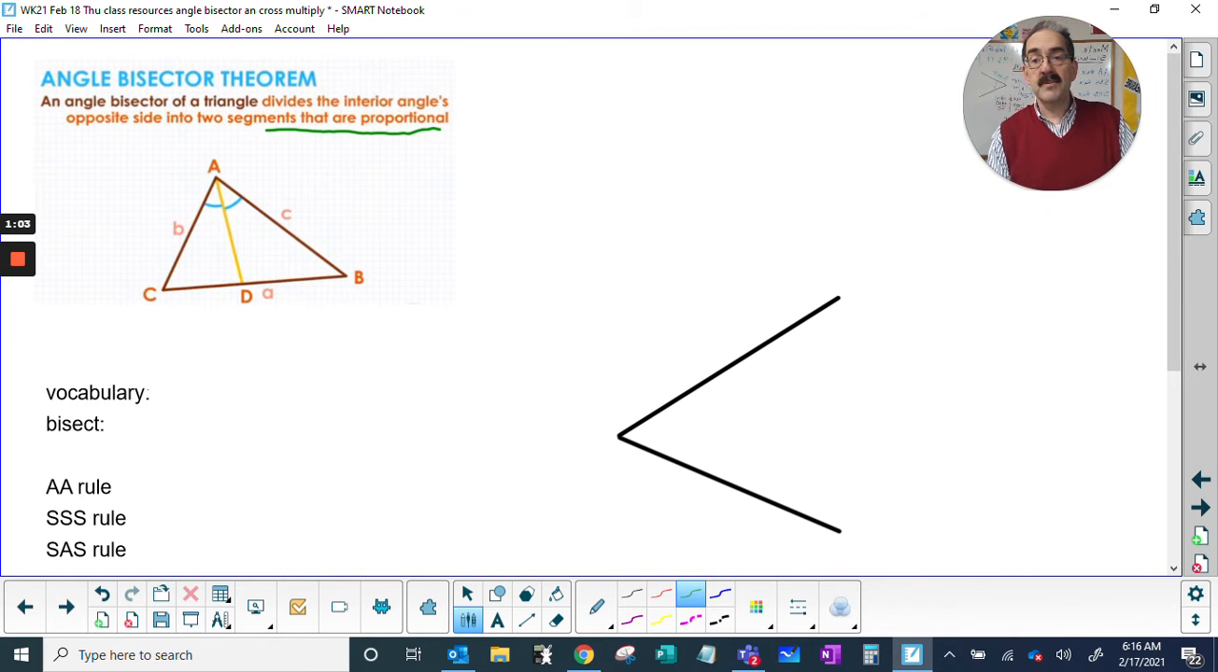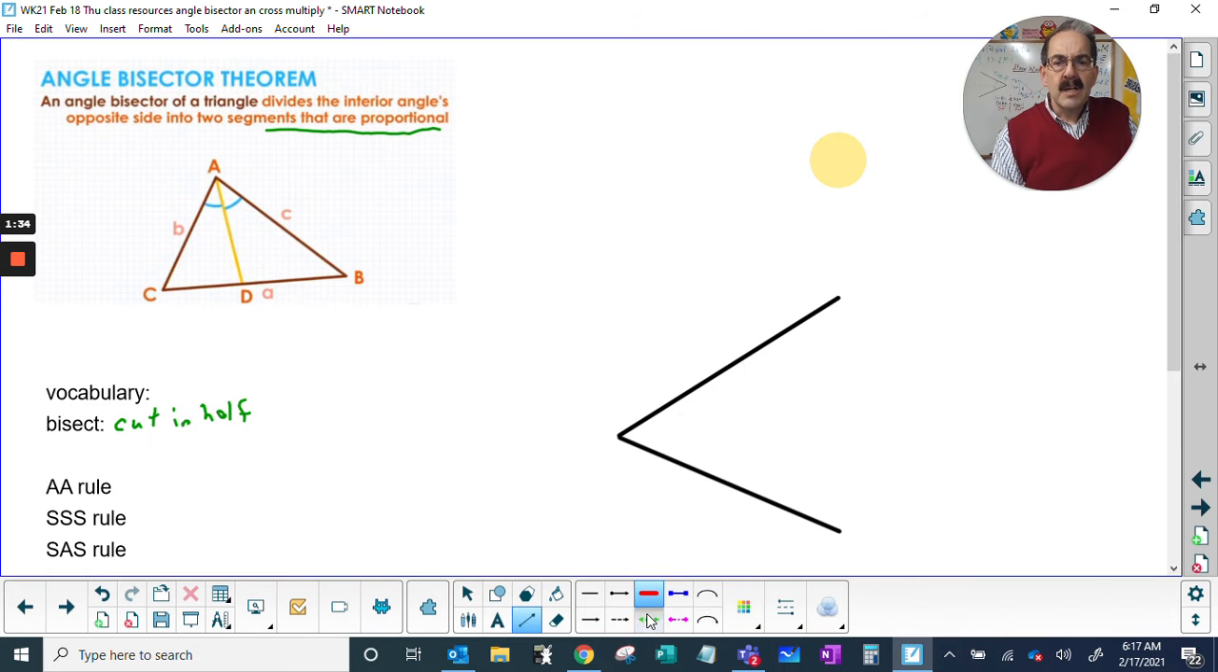Okay, so vocabulary. What does it mean to bisect? Cut in half. So first thing I want you to do is write in your notes, to cut in half. Next thing I want you to do is just draw a big wide angle, just like this. Now, think of it as a Pac-Man. We're going to bisect. So in order to bisect, we'll grab a line here. I'm just going to go out a long ways. Boom.